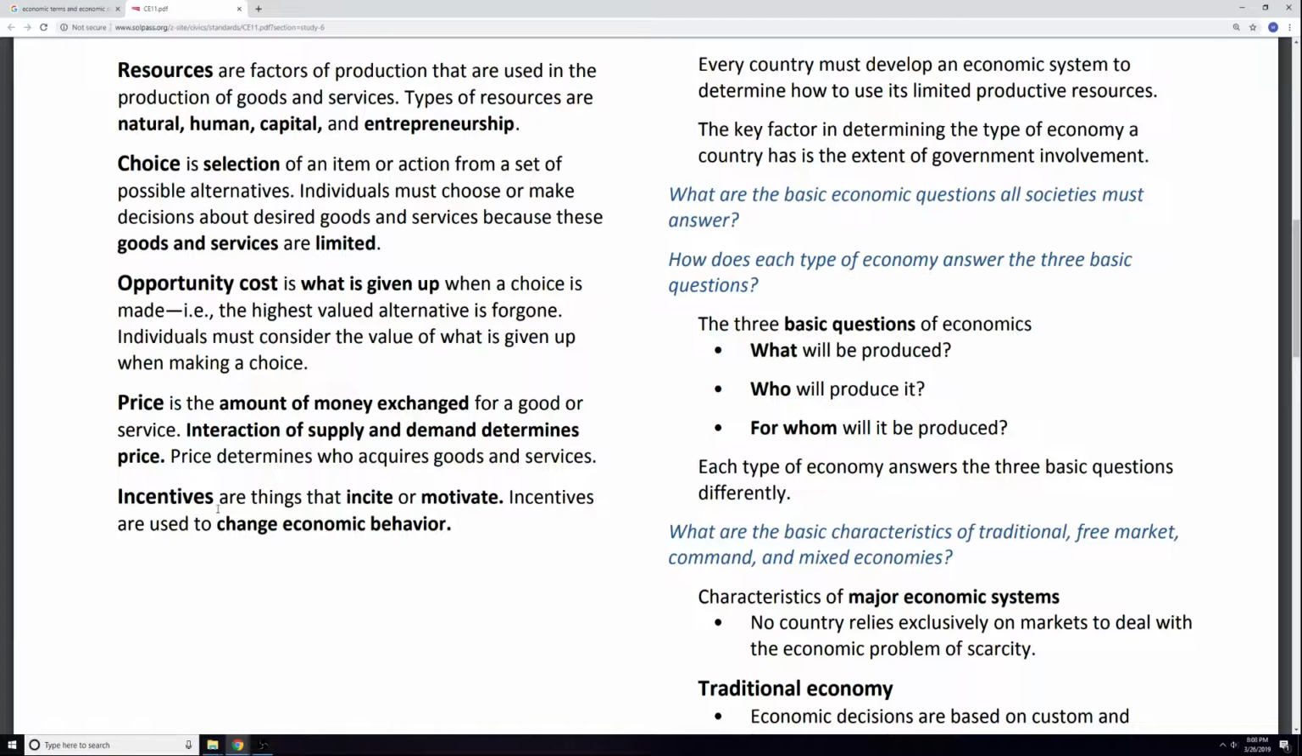Incentives. These are going to be your discounts, your for sale signs. They're things that motivate you to buy it. Or you could word it this way, where it's changing your economic behavior. So you walk by the store window.